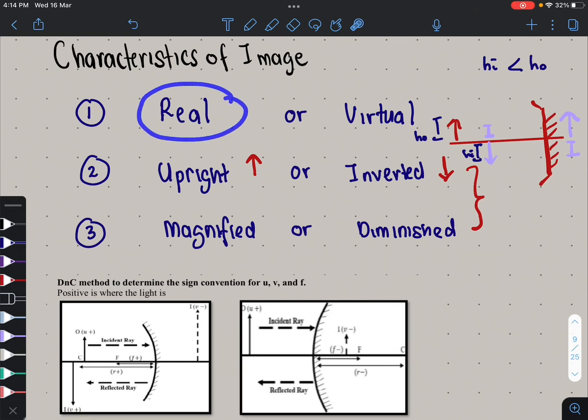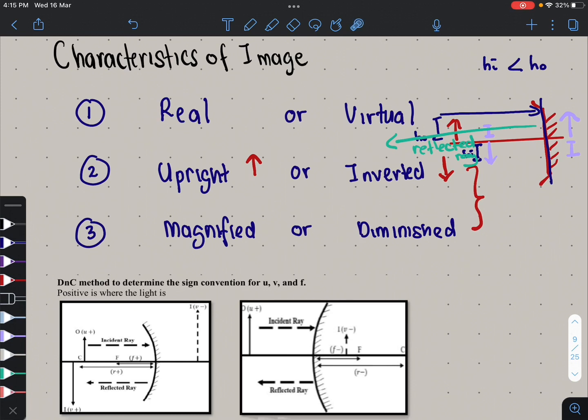Okay, so however for the real and virtual ini, it depends on where your reflected ray are and also where your image is being formed. Okay, so bila kita ada cermin, ini cermin kita akan ada incident ray pergi dan kita akan ada ray being reflected back daripada mirror. When the ray is reflected back from the mirror, this is the reflected ray. Okay, yang hijau ni adalah reflected ray kita. Okay, so your reflected ray is always from the mirror reflecting back.